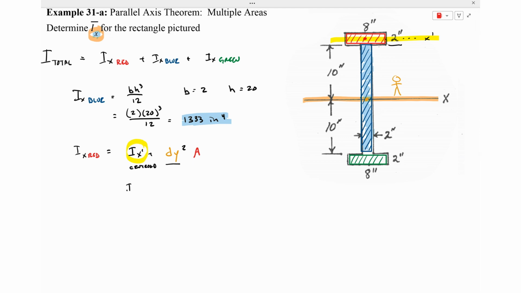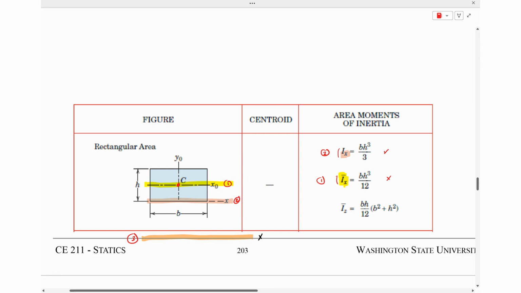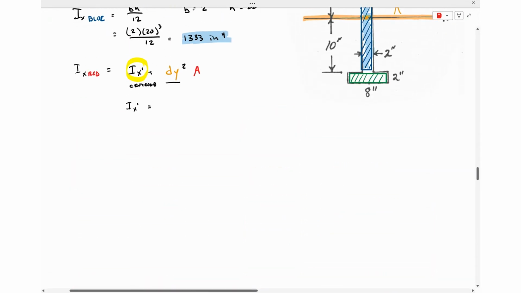So let's start with that Ix prime. For a rectangle, if you come down here, which one is that? That is right here. Notice the centroid axis is the yellow one. So we want to use that for our axes. So b h cubed over 12. If we put in the values for that, we have b is equal to 8, and then h is equal to 2.